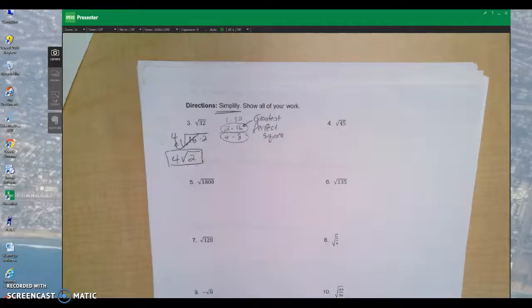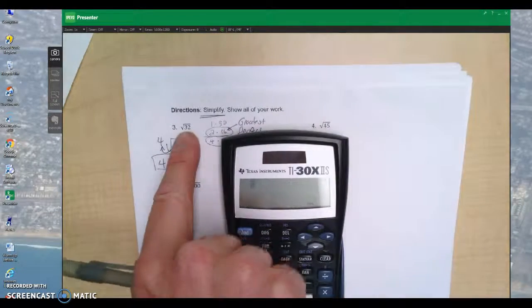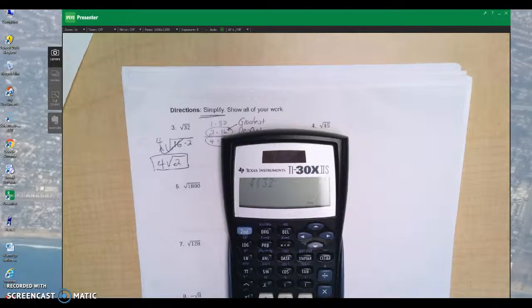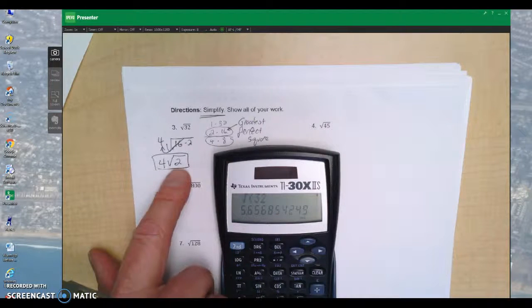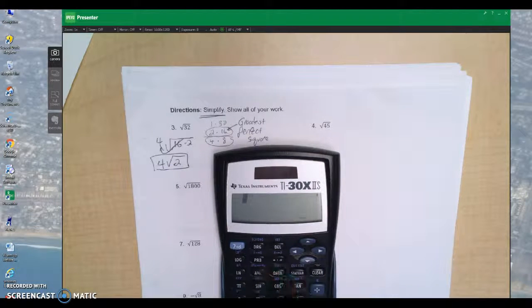Now what I want you to do is check our answer with a calculator. Let's take the square root of 32 and get a decimal. Take the square root of 32, and you get that decimal. Everybody should be pushing buttons to make sure you do it. Now I want you to actually take the square root of 2 and multiply it by 4. So here's how you do that. You take 4 times the square root of 2.